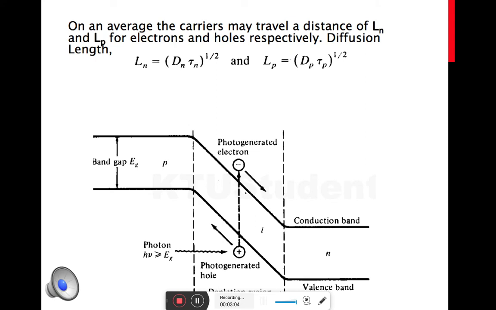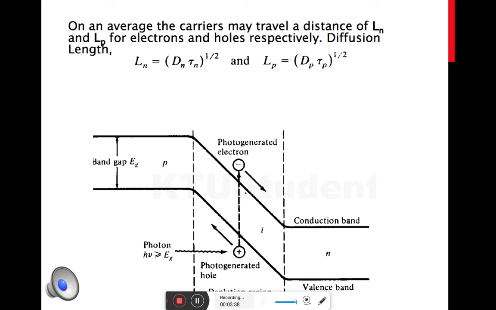Here you can see the band diagram for a PIN photodiode. Whenever a photon of energy greater than the band gap is incident on the intrinsic layer, electrons and holes are generated, gaining the energy to jump from the valence band to the conduction band. When an electron moves from the valence band to the conduction band, a hole is generated in the valence band and the electron moves to the conduction band. As a result, electrons and holes are generated.